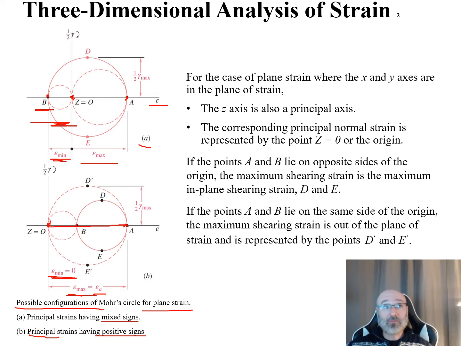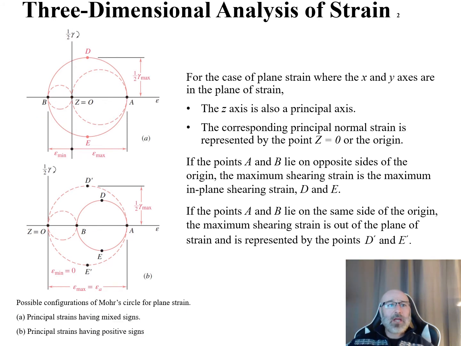So going back to our configuration A, if both points A and B lie on opposite sides of our origin, so there's our origin, A is on our positive right side, B is on our negative left side right there, so they're on opposite sides of the origin, then in this case the maximum shearing strain, the maximum in-plane shearing strain, is D and E if we look at this here. This is our point E, this is our point D right there, so this is our maximum shearing strain.